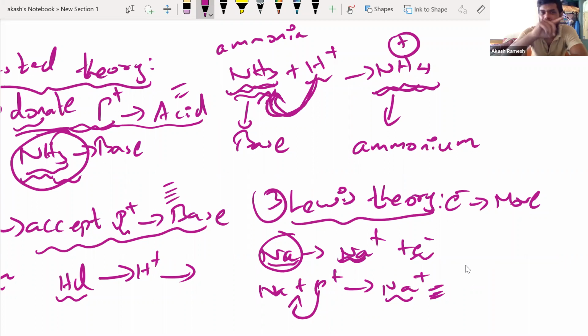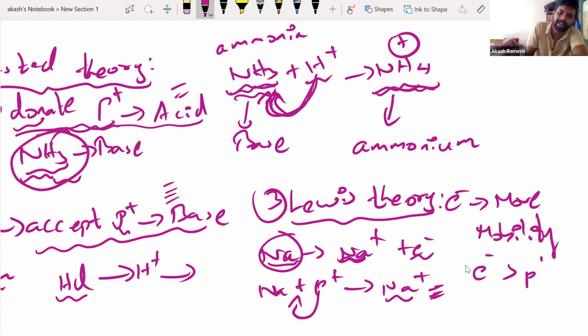Now tell me, any idea? There is something called mobility. Mobility means the ability of the species to move. Now, what I'm telling you is that the mobility of electrons is greater than the mobility of protons. Can someone come up with an explanation for this? An electron can easily move when compared to a proton. Any guesses why it is like this? Electron is lighter than the proton.